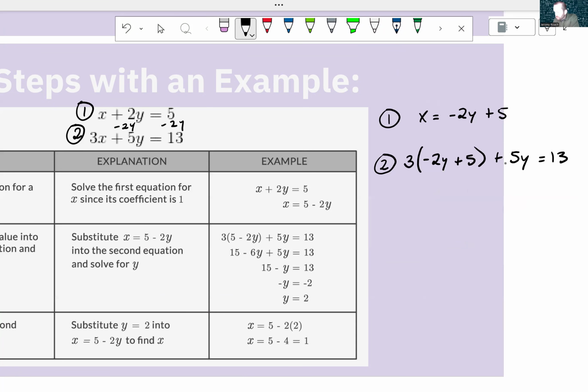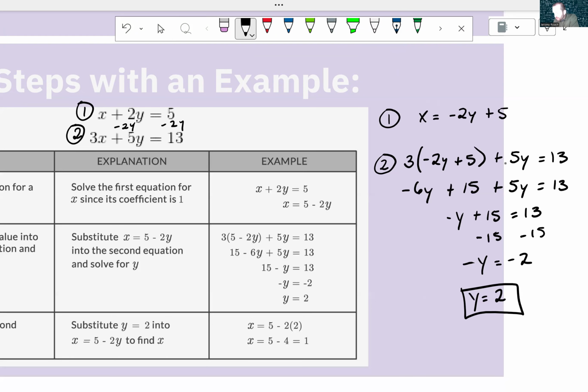So now what happens is we get negative 6y plus 15, just like before, but now we do plus 5y equals 13. And now negative 6y plus 5y is minus y, or negative y. Subtract 15 on both sides, we get negative y equals negative 2. Divide by negative 1 on both sides, or times by negative 1 on both sides, we get y equals 2.